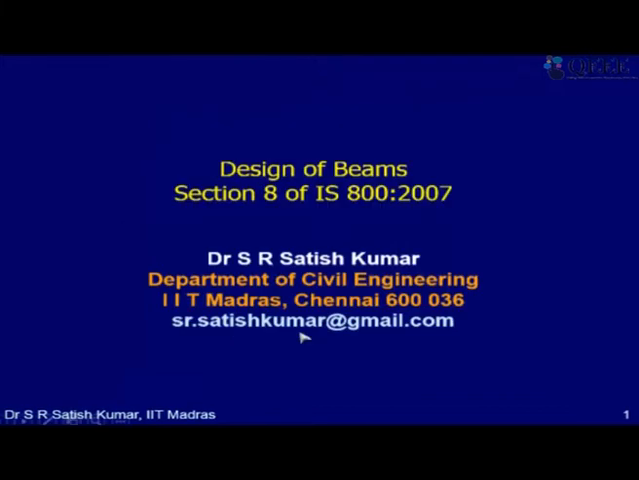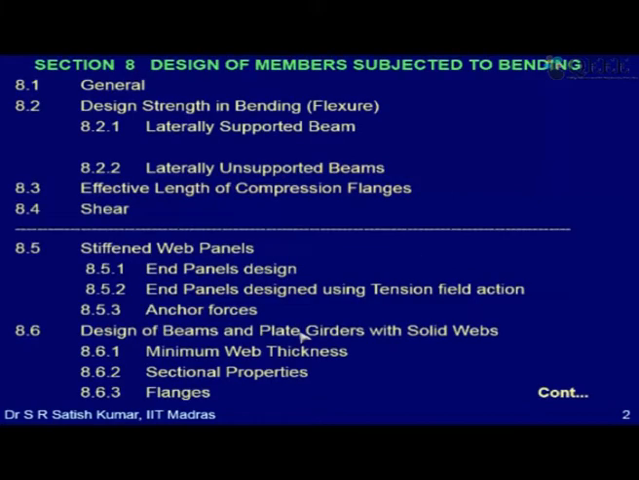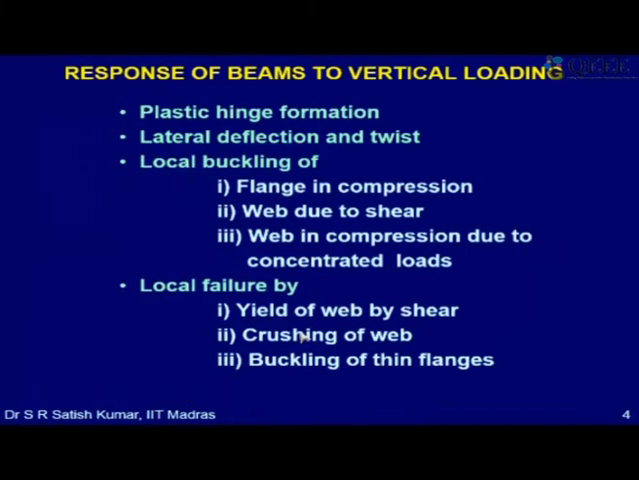Yeah. So next we proceed to the second presentation, that is design of beams, which is covered in section 8 of the code. So basically 8.1 gives some general remarks. 8.2 talks about design strength of a beam. So now we want to know, if we take some I section, let's say ISMB 300 or some welded section or whatever, how to calculate the strength of this section in bending. Okay. So that is covered in the code. We will come to this afterwards.